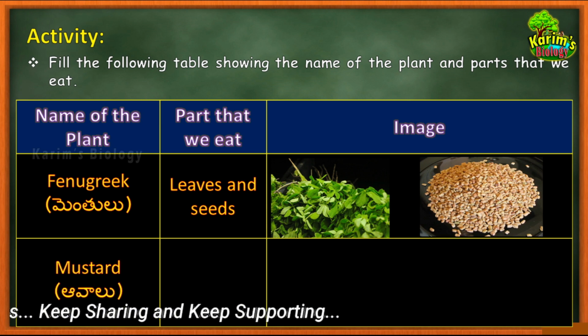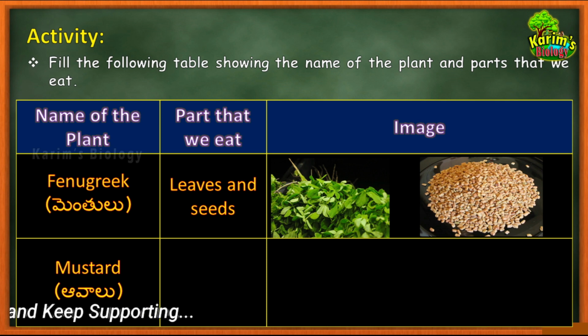And next one is mustard. The Telugu name is avalu. And can you tell me which part of the mustard plant we are eating as ingredient? We are eating the seeds. We are using seeds of mustard plant as ingredients while cooking some curries.